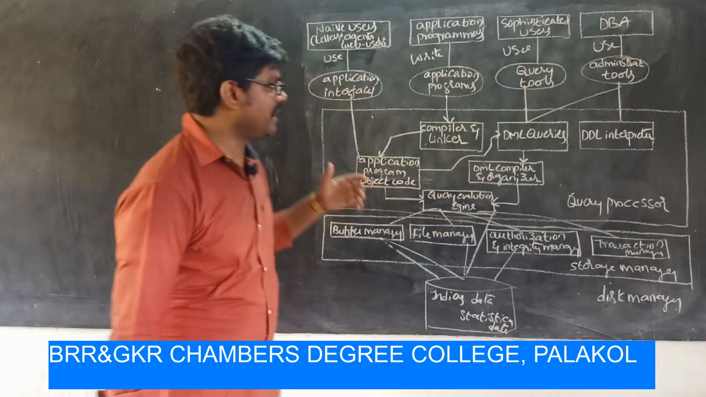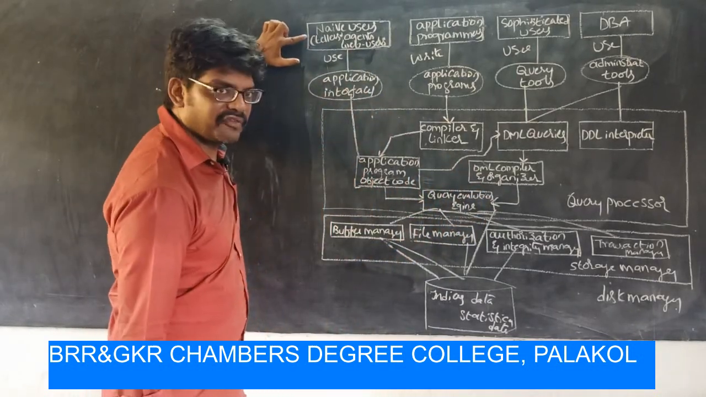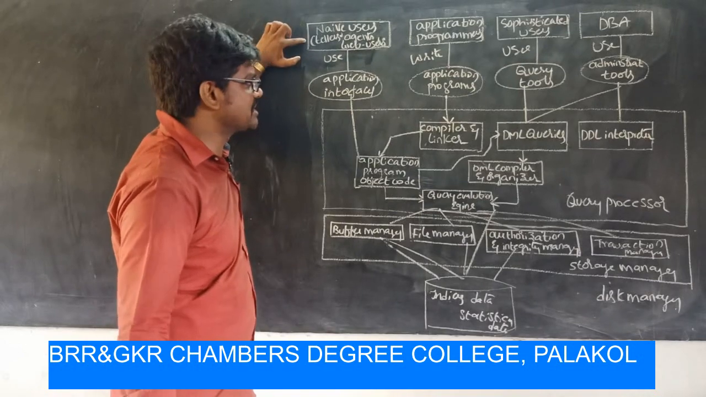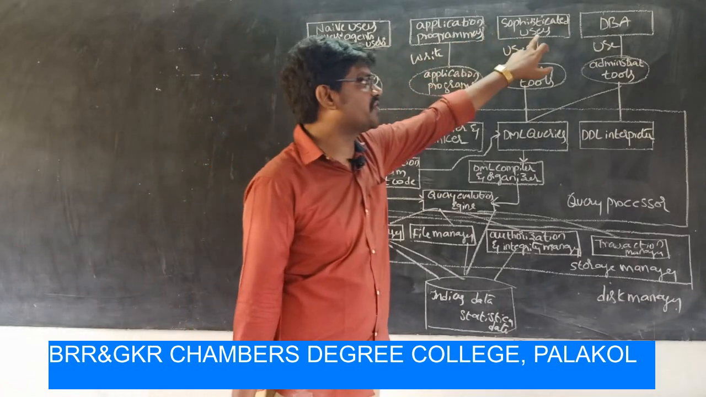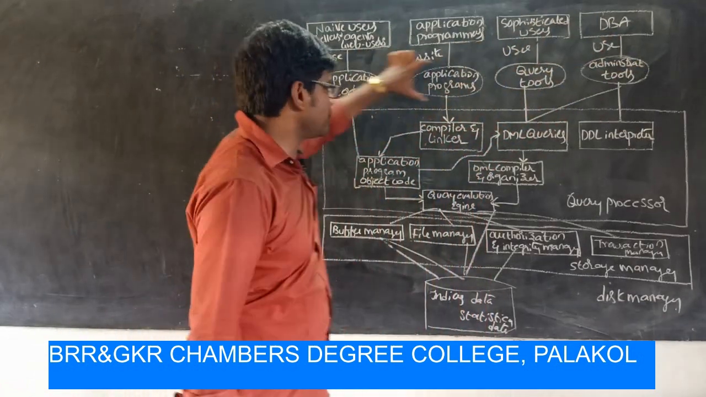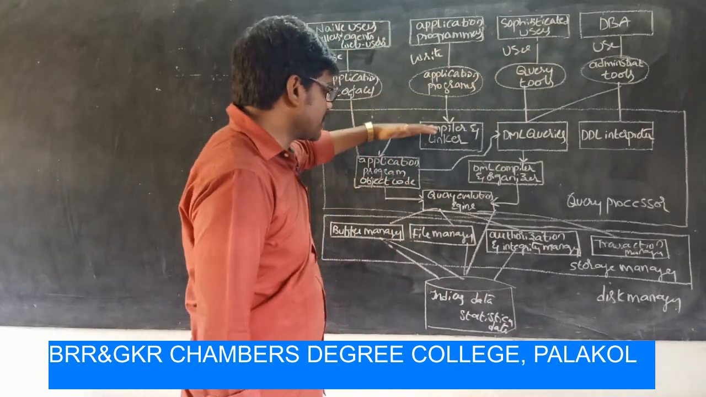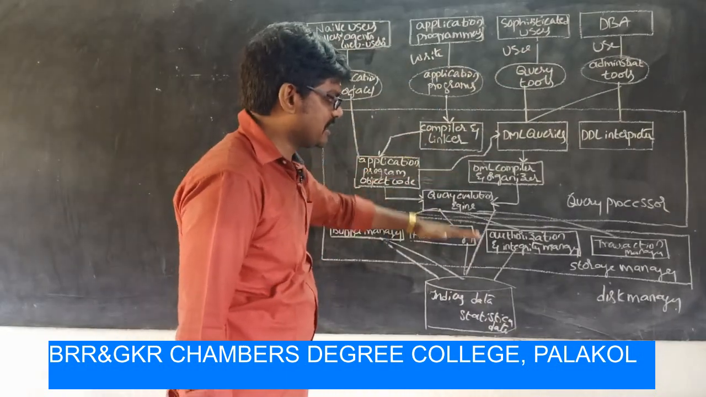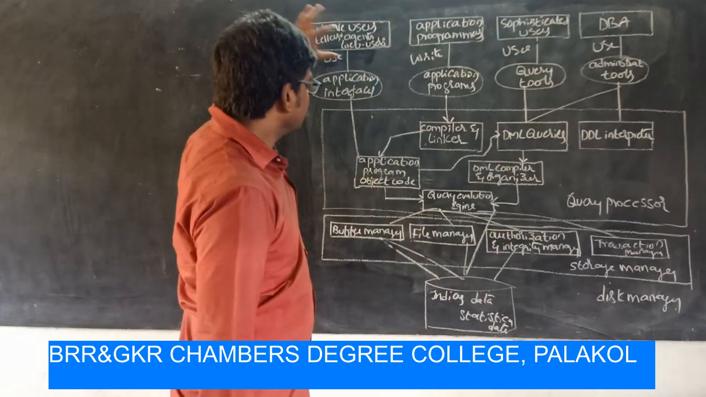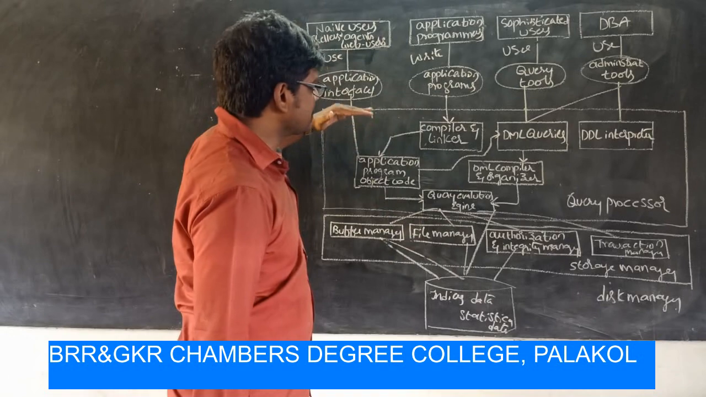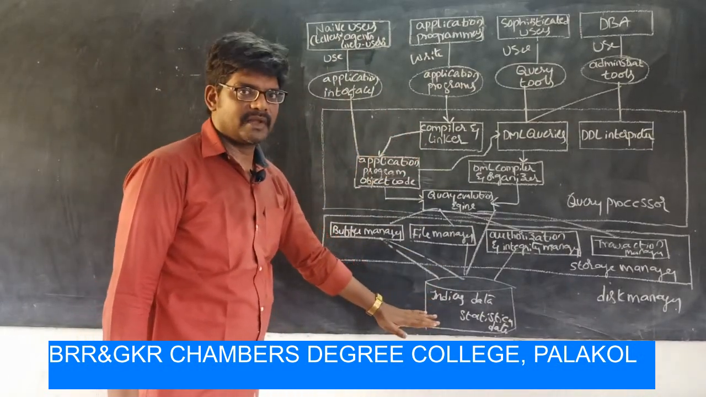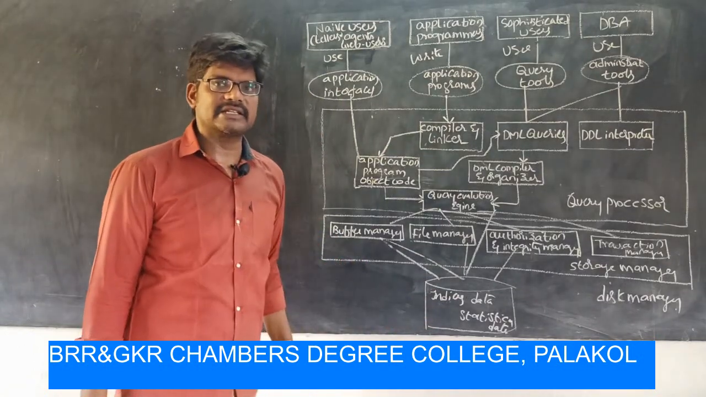So in this environment we are seeing the different users. We already discussed the users: naive users, application programmers, sophisticated users, and the database administrator. All these are the application programs, and these are the two modules. One is the query processor and the next one is the storage manager. These are the interfaces used in the database system environment to store the data. I hope you are understanding this concept.